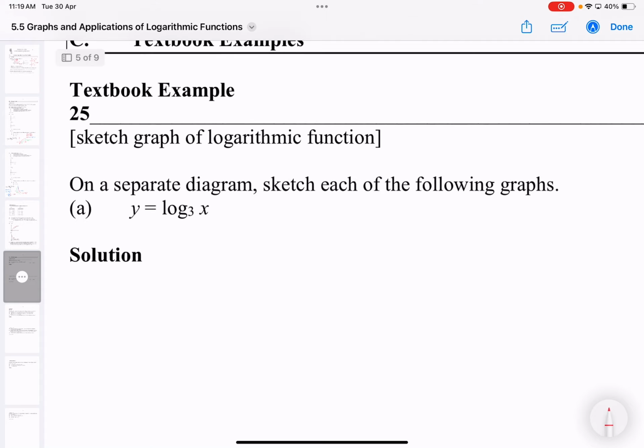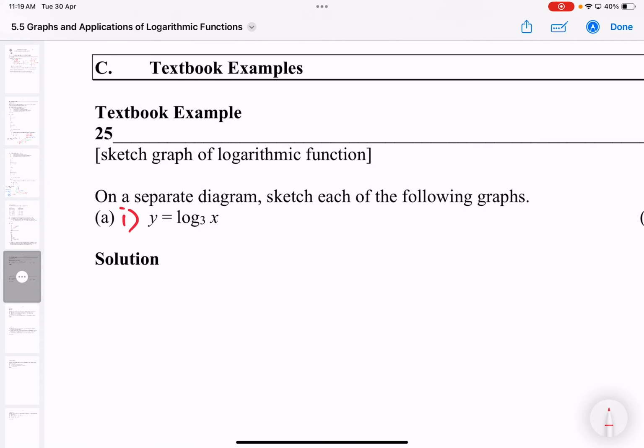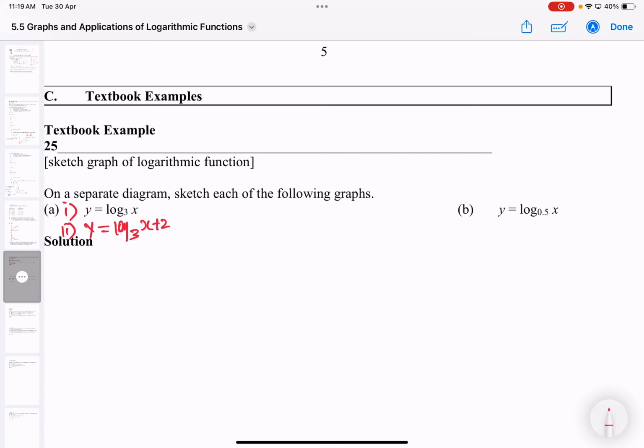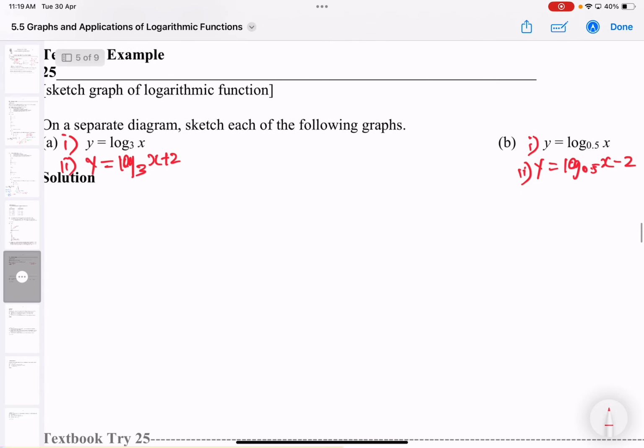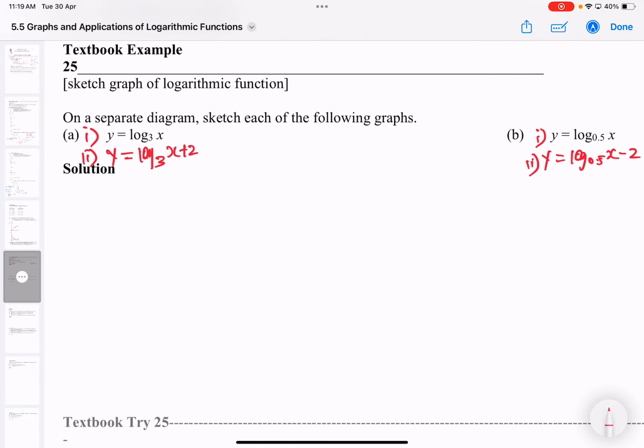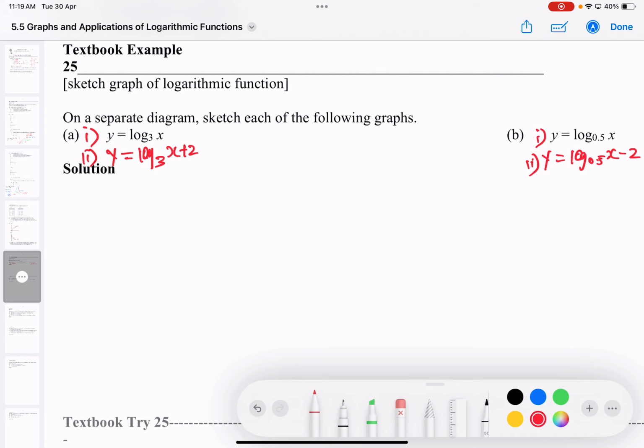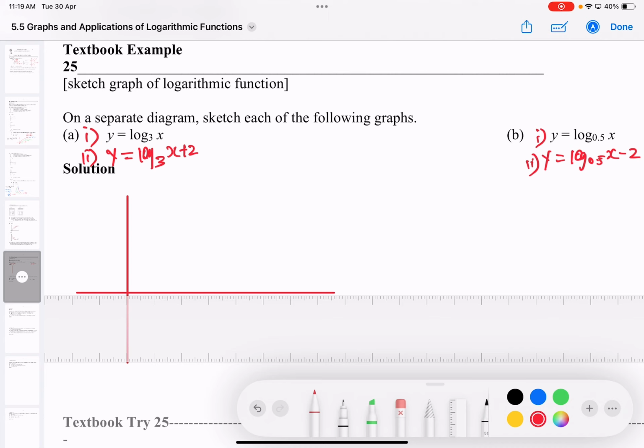I'm going to change this up. Can you write this is part I, and then part II: y equals log 3 x plus 2. And here, y equals log 0.5 x minus 2. This is part I, this is part II. Can you draw these two on the same graph? That means you have the same axis over here. Draw it out. I'll help you draw the parent function for both.